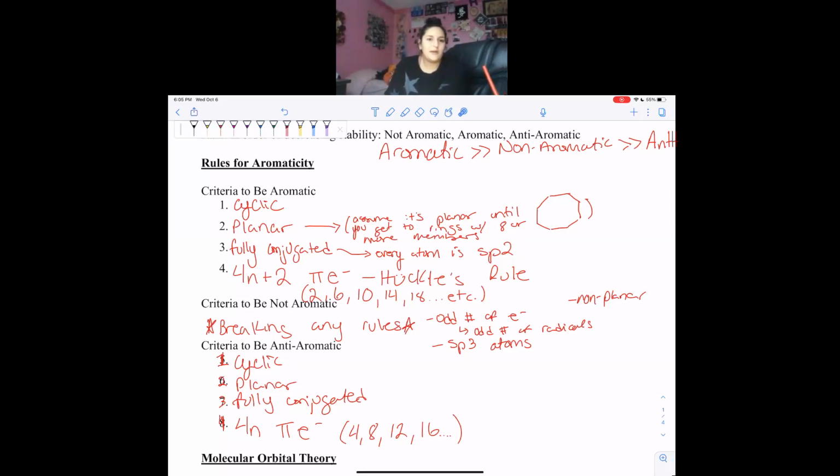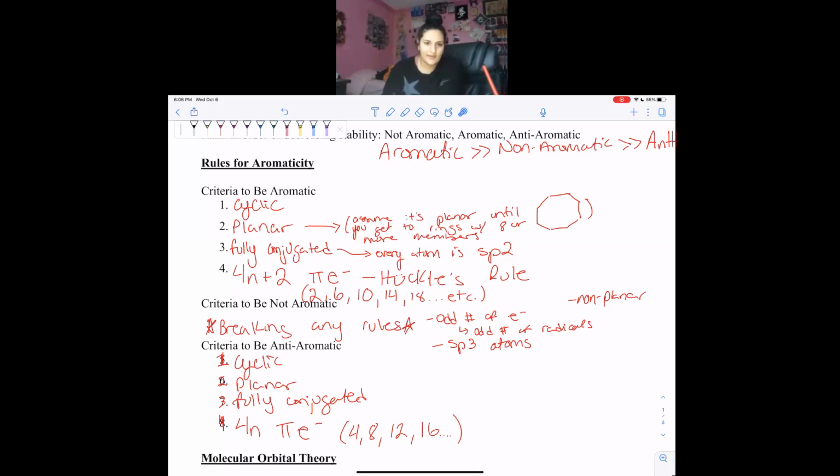So something you should be aware of, anti-aromatic and aromatic are very similar. So to be anti-aromatic, you have to follow the first 3 rules, which is cyclic, planar, fully conjugated. The only difference, like I said, is instead of 4n plus 2 electrons, we just have a multiple of 4. So 4, 8, 12, 16, so on and so forth.